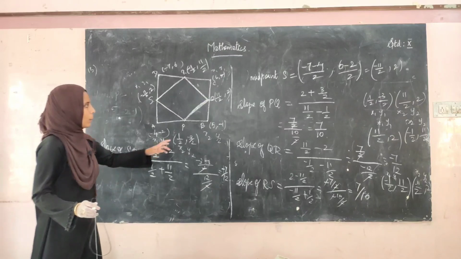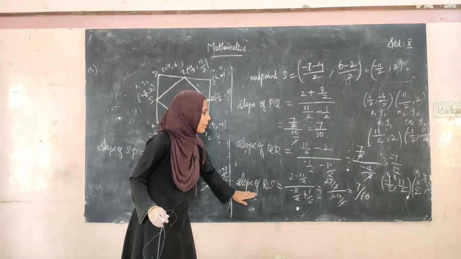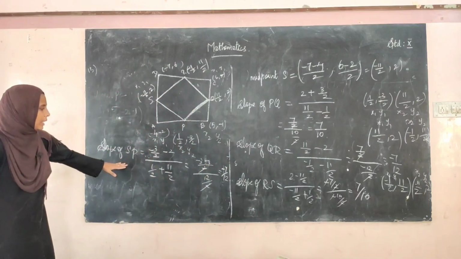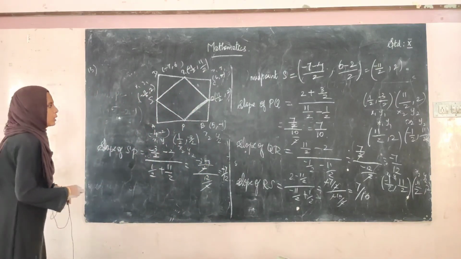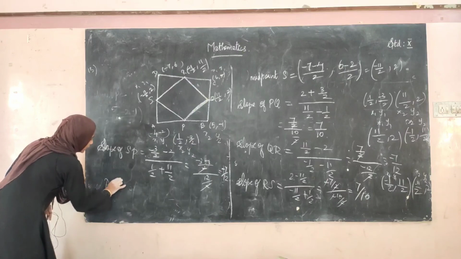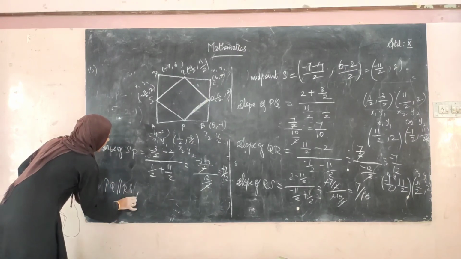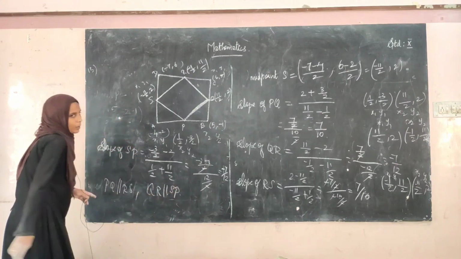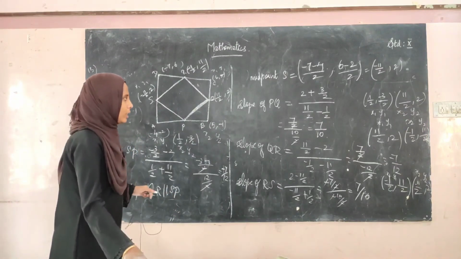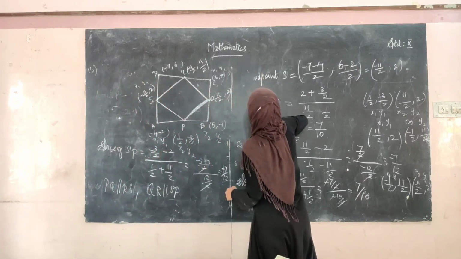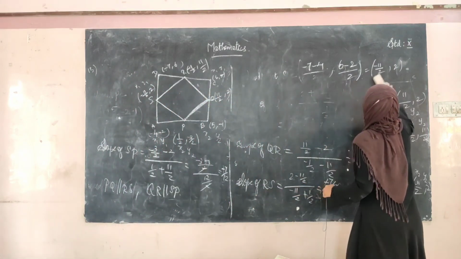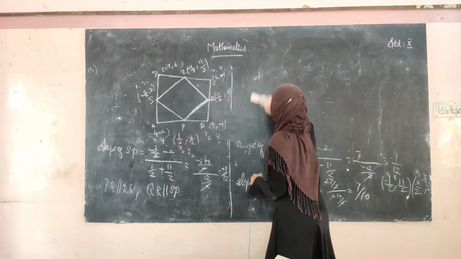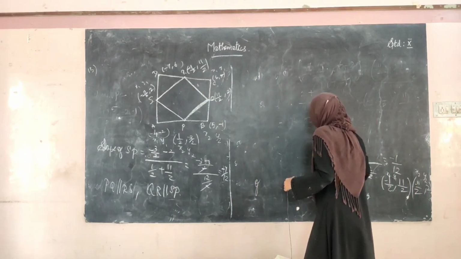Right, see here the slope of PQ is equal to slope of RS, it is 7 by 10, and slope of QR is equal to slope of SP, that is minus 7 by 12. Therefore what we can say, PQ is parallel to RS and QR is parallel to SP. Right, and again another thing we have to find is that the midpoints of the diagonals are same. For a parallelogram you have to prove that the midpoints of the diagonals are same. So you have to prove that also.